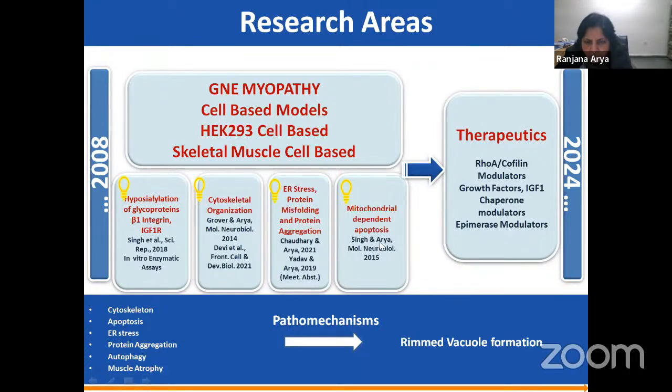And another area of research was mitochondrial dependent apoptosis that was observed in our lab in the cell-based models, and how we can utilize this understanding about the various pathomechanisms, which are focusing on the cellular functions, towards therapeutic development. So today we have some of the leads where we have the pathways identified and some of the molecules which may potentially help along with the sialic acid to go towards better leads. So we are now understanding these pathomechanisms and how these ring vacuoles are formed.